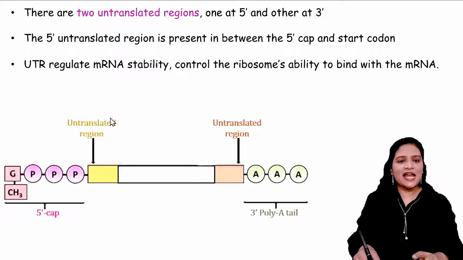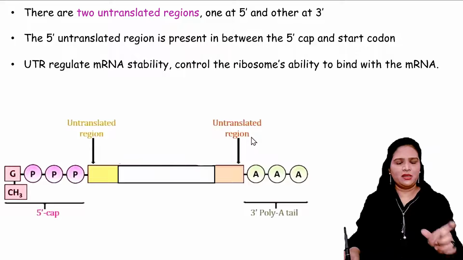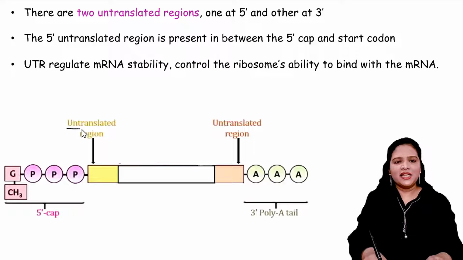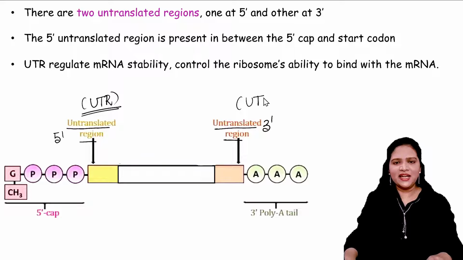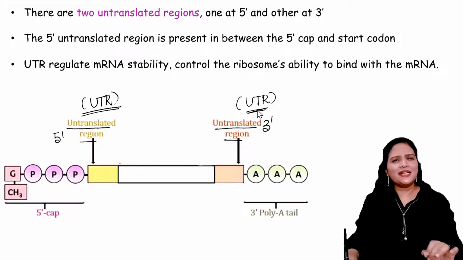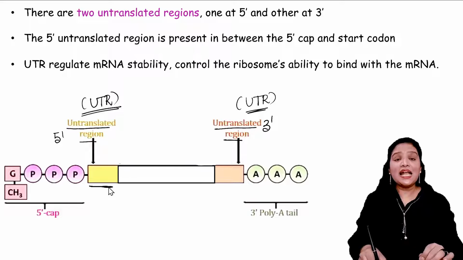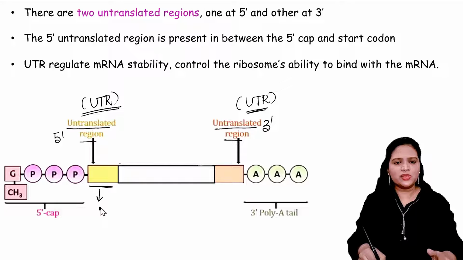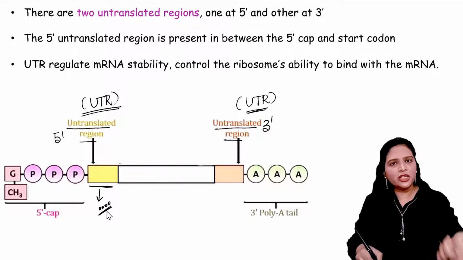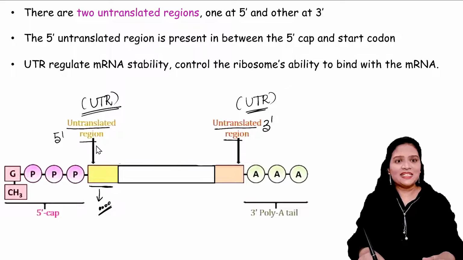Now, next to the 5' cap and the poly A tail, what is present? Here at the 5' region, there is an untranslated region, which we call UTR. Again, at the 3' end, there is an untranslated region. What do you mean by untranslated region? This is also some gene sequence, but this genetic sequence will not be translated. That means it will not be converted into protein. It will not code for any amino acids. So this is called the untranslated region.